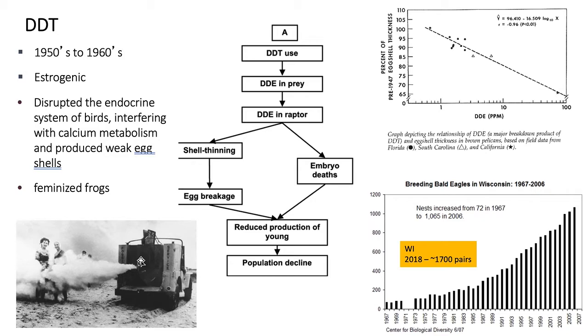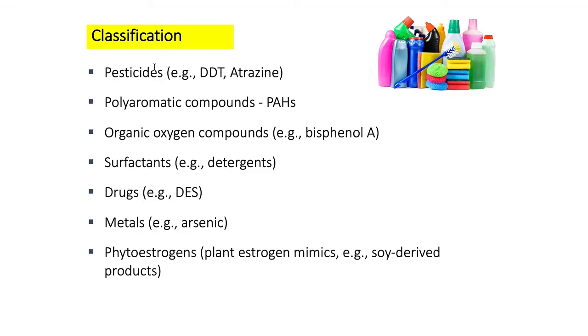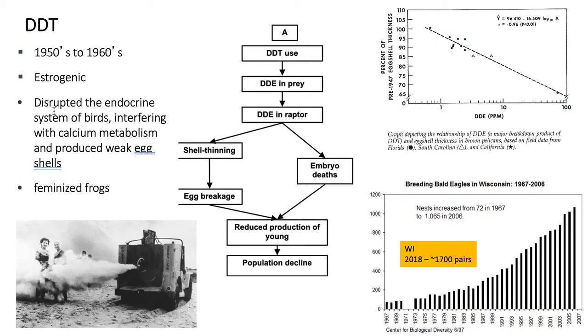And it falls into a class of compounds called organochlorines, which, as it turns out, are really bad for animals, not just insects. And DDT acts as an estrogen mimic. Estrogen mimic disrupts the endocrine system of birds by interfering with calcium metabolism, and it produced weak eggshells and feminized frogs also. But this is the one that was the most significant part of the story.